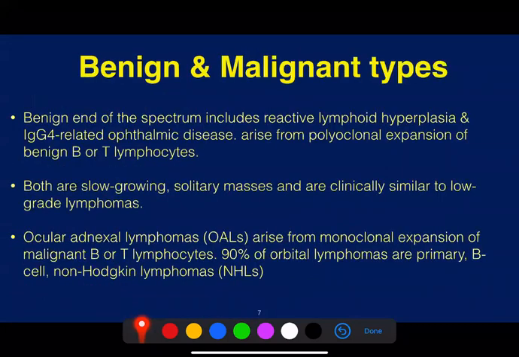So benign versus malignant. The benign has a lot of spectrum, including reactive lymphoid hyperplasia and IgG4, and the keyword in MCQ questions and also in the exam is polyclonal. Ocular adnexal lymphoma, again, the keyword is it arises from monoclonal expansion of malignant B or T lymphocytes. So polyclonal means when you see the slide, you will see different types of cells. However, monoclonal, you see one type.